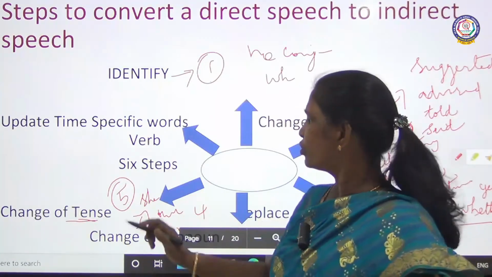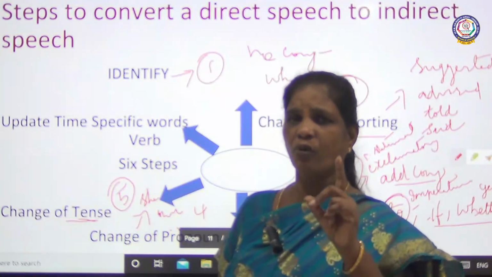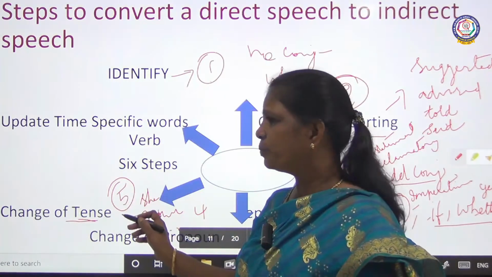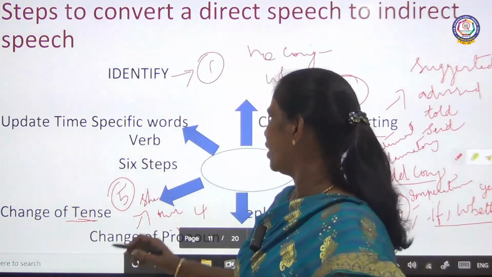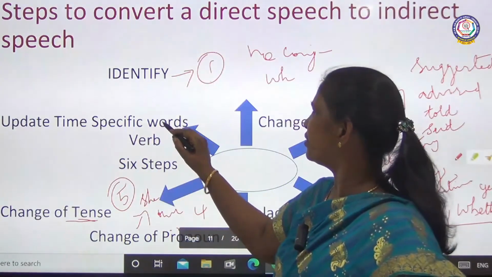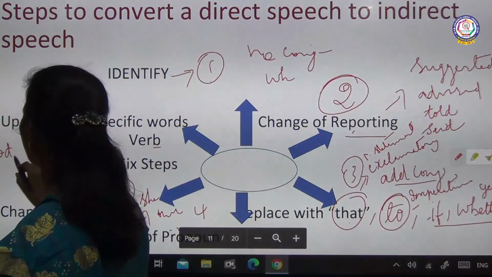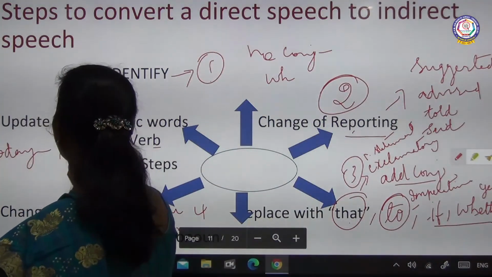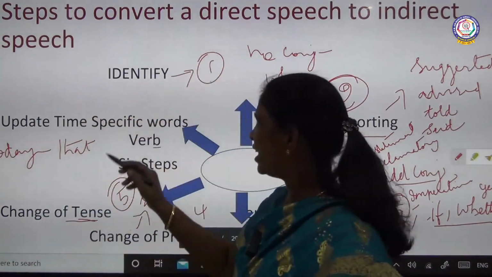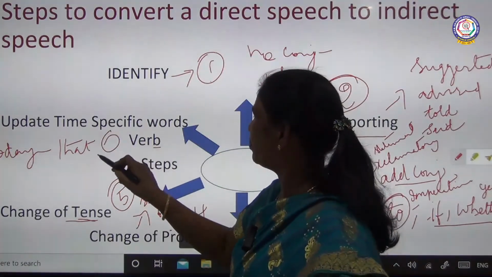It is clear, children? So, in two places change will not take place. When the reporting verb is in present tense, there won't be a change in the tense, and for facts and habitual actions also you will not have it. Okay. So, this is the fifth and sixth step: update time specific words. For example, today means that day. Today means you will be writing that day. Yesterday means the day before, the previous day. So, like that, time specific words will be changed. That is your step number 6.